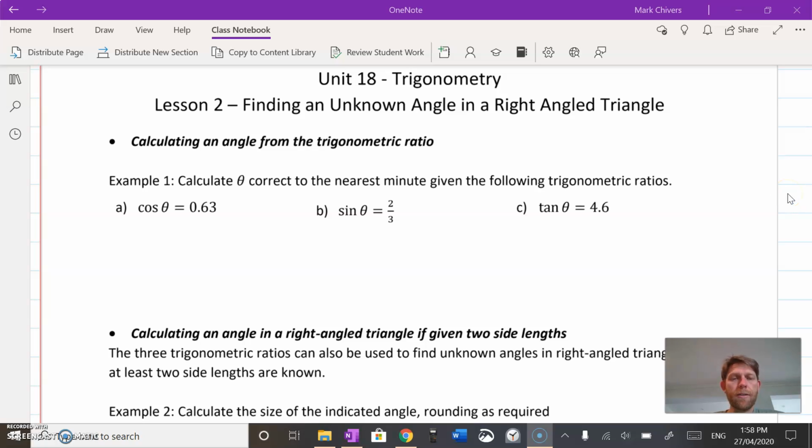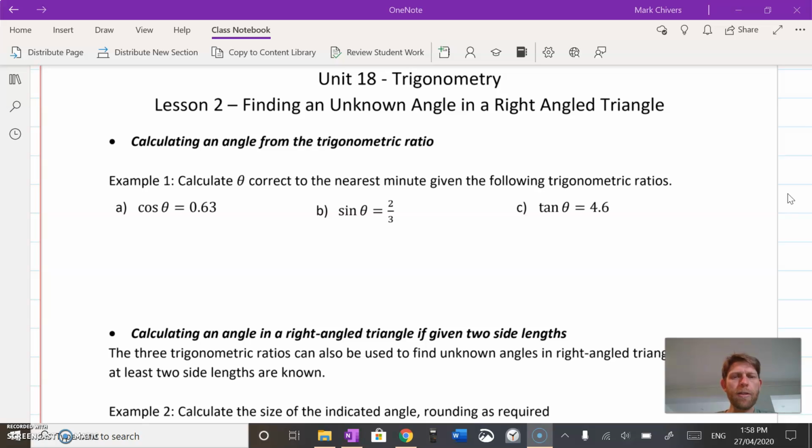Okay, for this next lesson, we're going to be learning about using trigonometry to find the unknown angle in a right angle triangle. Now, obviously, in a right angle triangle, you already know what one angle is. It's a right angle. But in order to work out what one of the other two angles is, you just need to know the length of two sides.